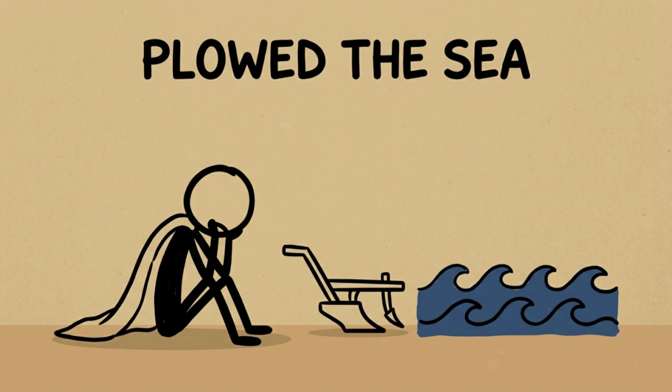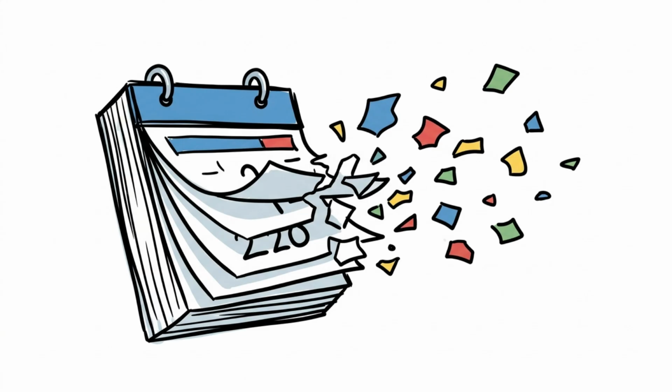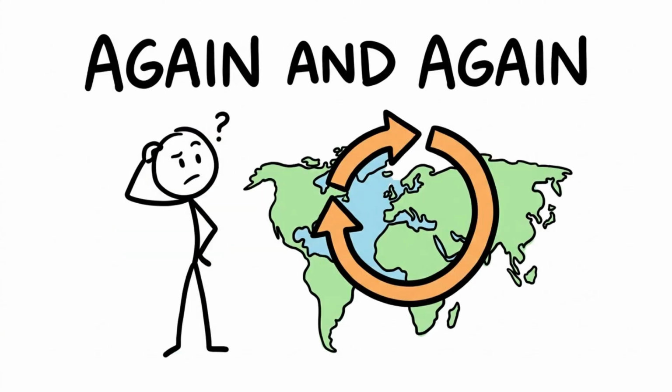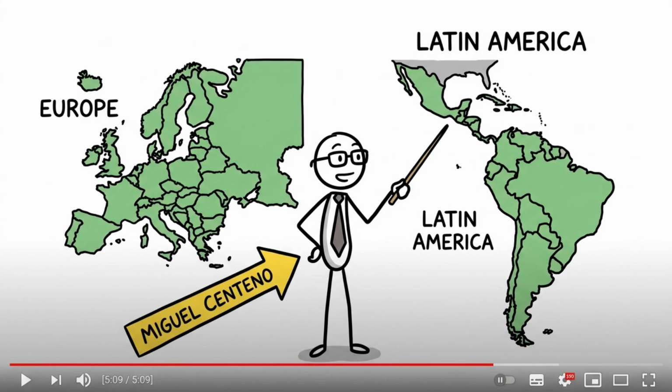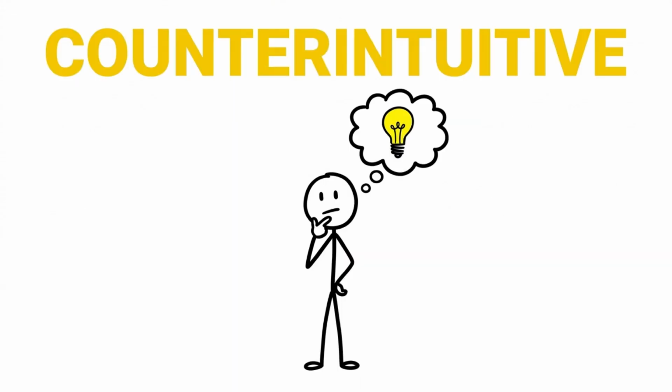Why did this keep happening again and again across the continent? Political scientist Miguel Centeno has studied this pattern closely, comparing how Latin American nations formed compared to nations in Europe and elsewhere. His research points to something counterintuitive. In much of Europe, near constant warfare between rival states forced governments to build strong central institutions, efficient taxation and unified national identities, simply to survive against their neighbors.